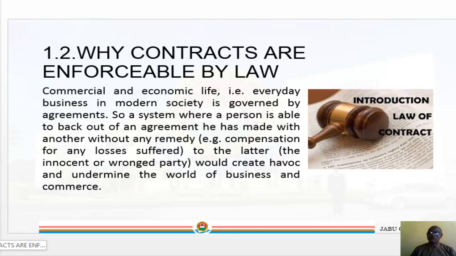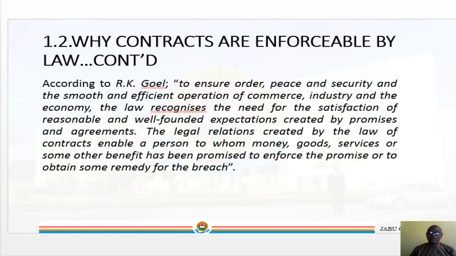Consequently, commercial and economic life, that is everyday business in modern society, is governed by agreement. And with this, I'm further talking about why contracts are enforceable by law.